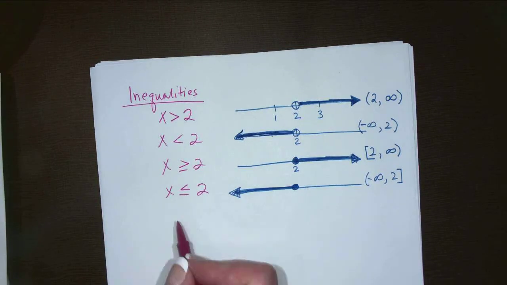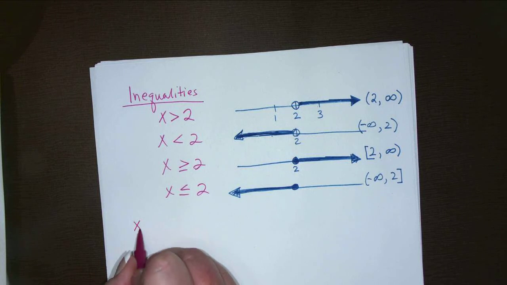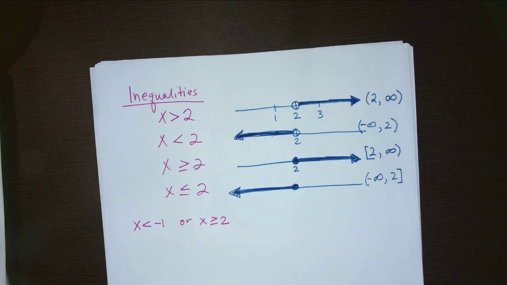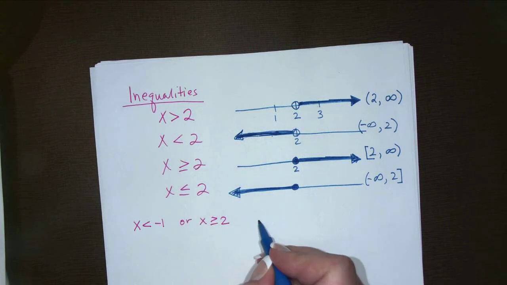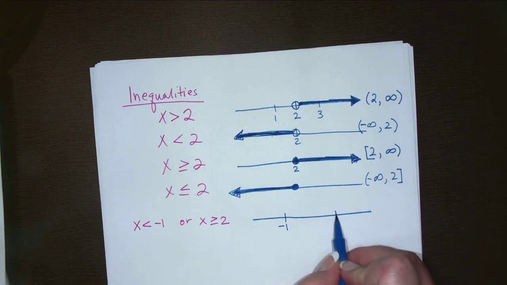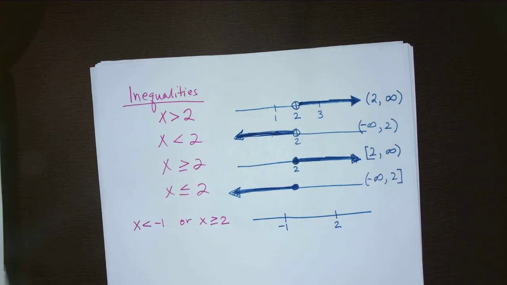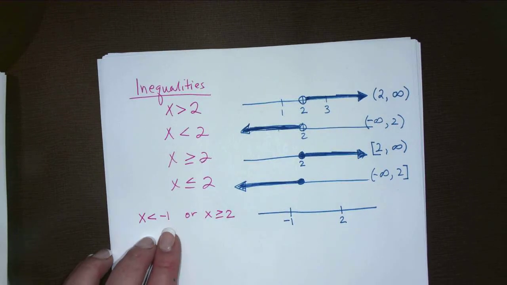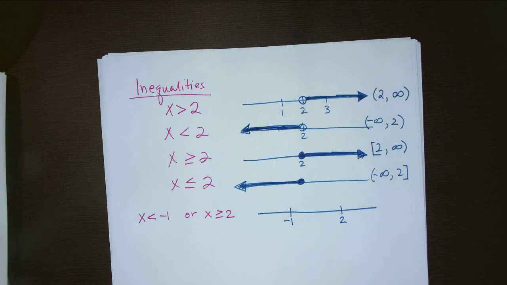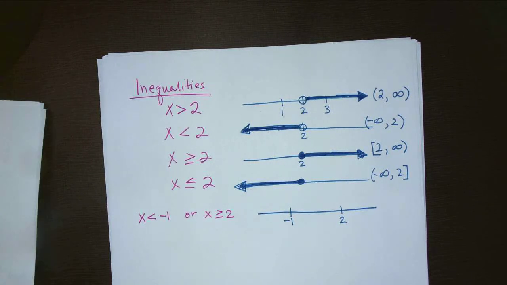Okay, so now what if I put some things together? So if I said x is less than negative 1 or x is greater than or equal to 2, how would we show that on a number line? So on our number line, we need both the number negative 1 and the number 2. We need both of those. So usually when there's 2 statements, we need to draw 2 number lines, one to see where it is, and then one final one that looks better and shows the actual answer. So what would we get here?